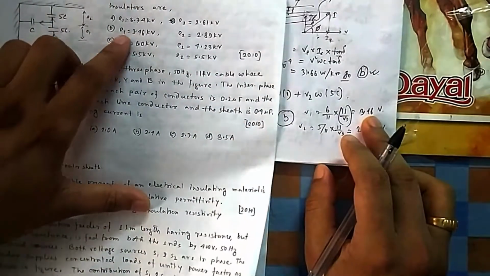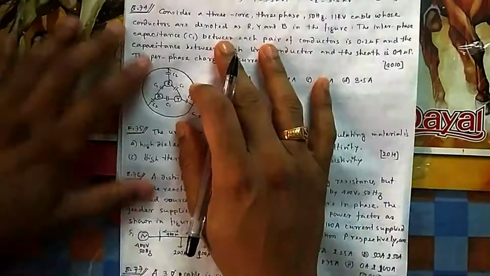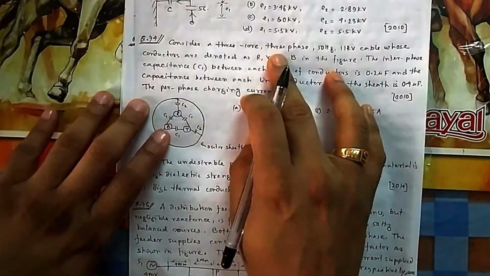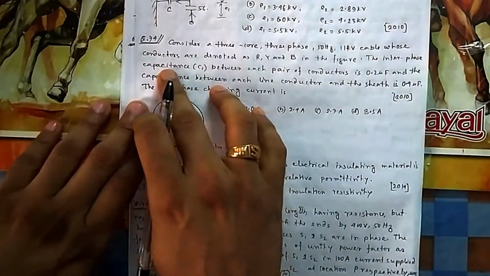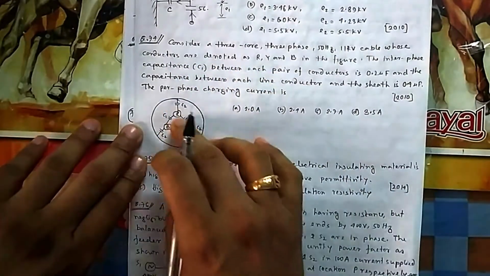From seeing this one also you can give the answer. Now if you come to 74, consider a 3-core 3-phase 50 Hz 11 kV cable whose conductors are denoted by RYB.